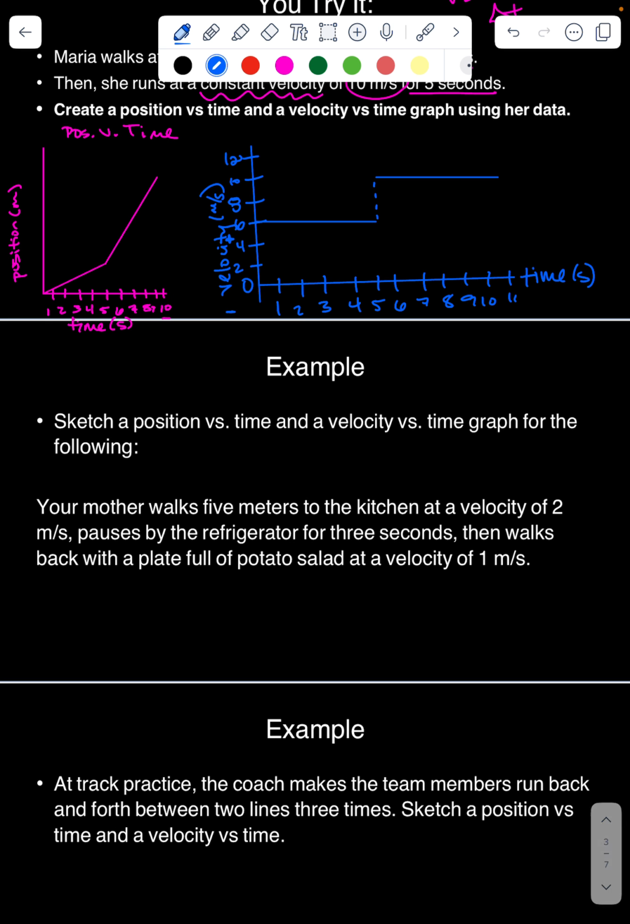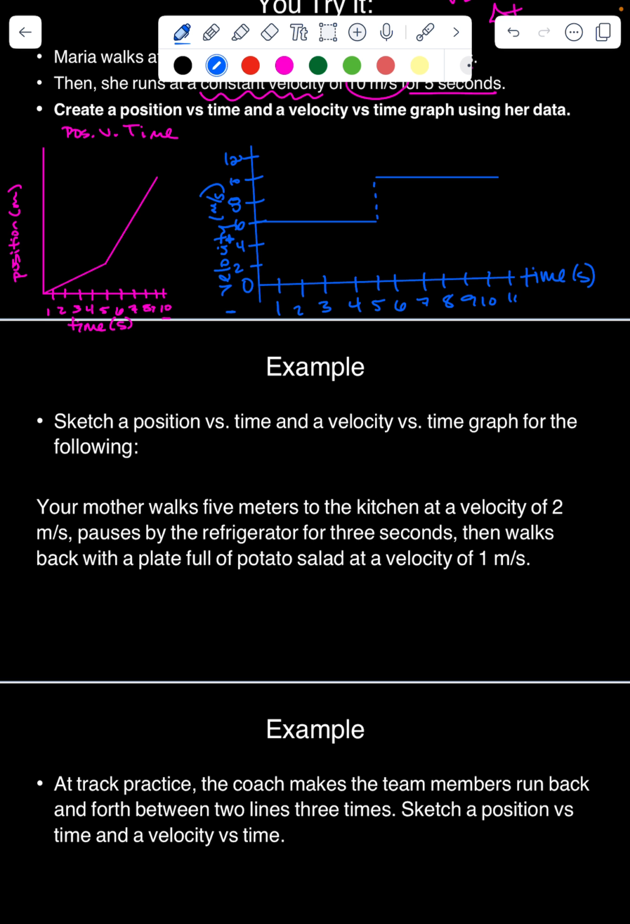So think of Thanksgiving. All right, so we are at a Thanksgiving meal. Your mom walks 5 meters to the kitchen at a velocity of 2 meters per second, pauses by the refrigerator for 3 seconds, and then walks back with a plate full of potato salad at a velocity of 1 meter per second.